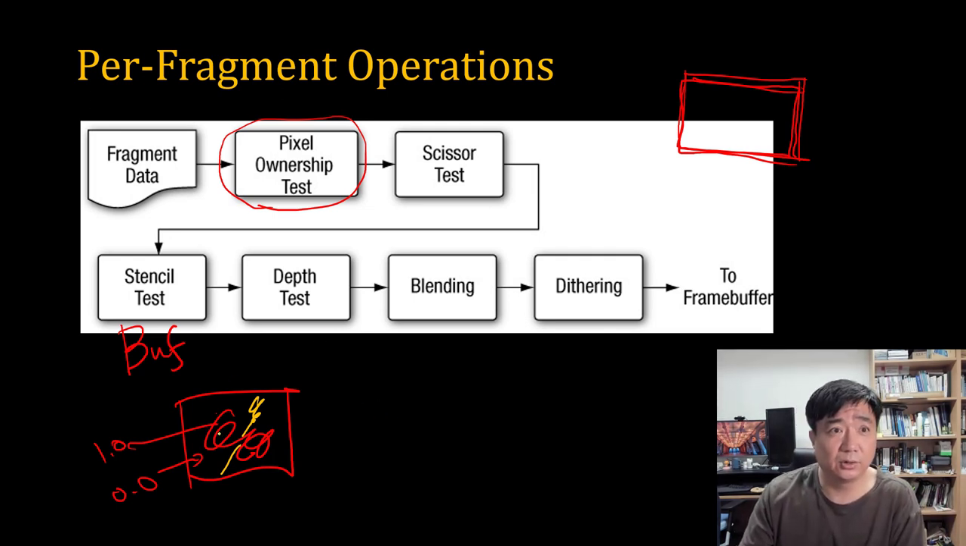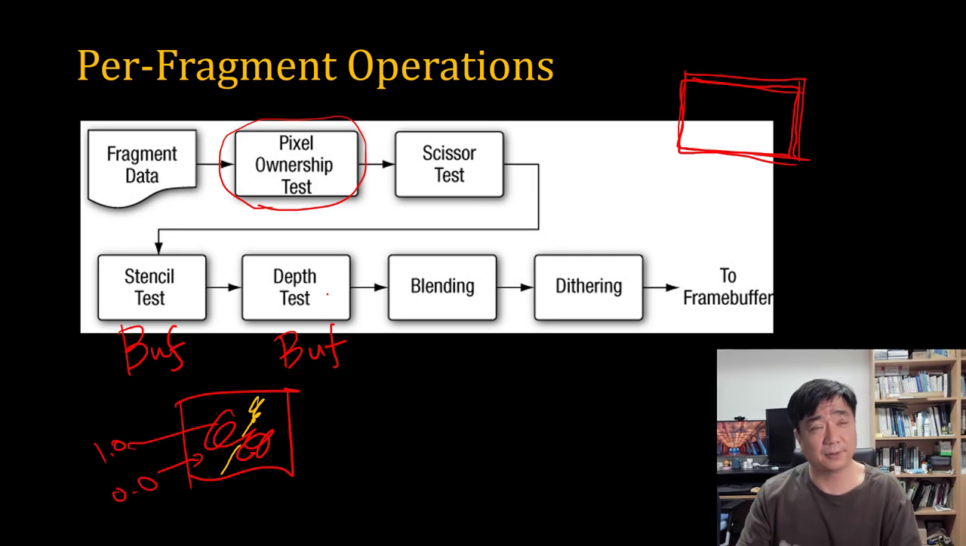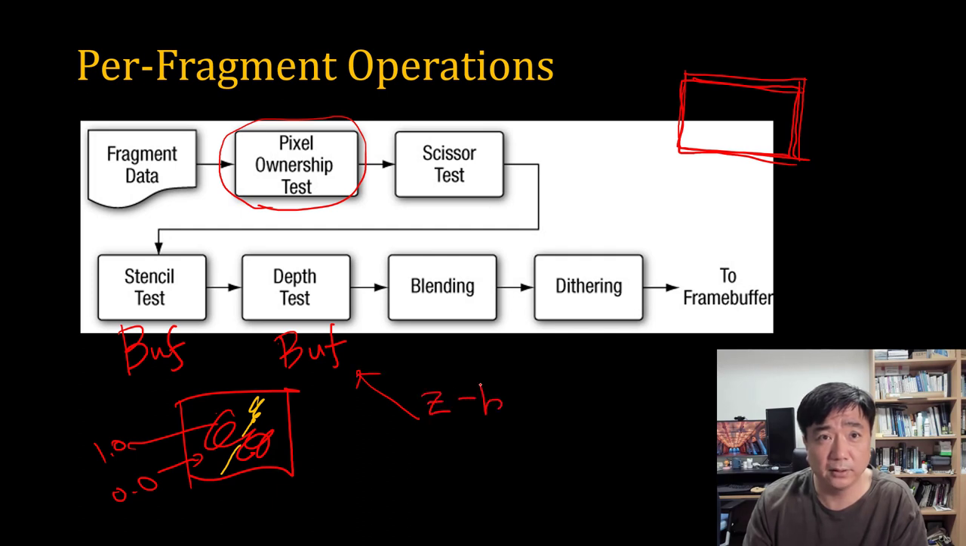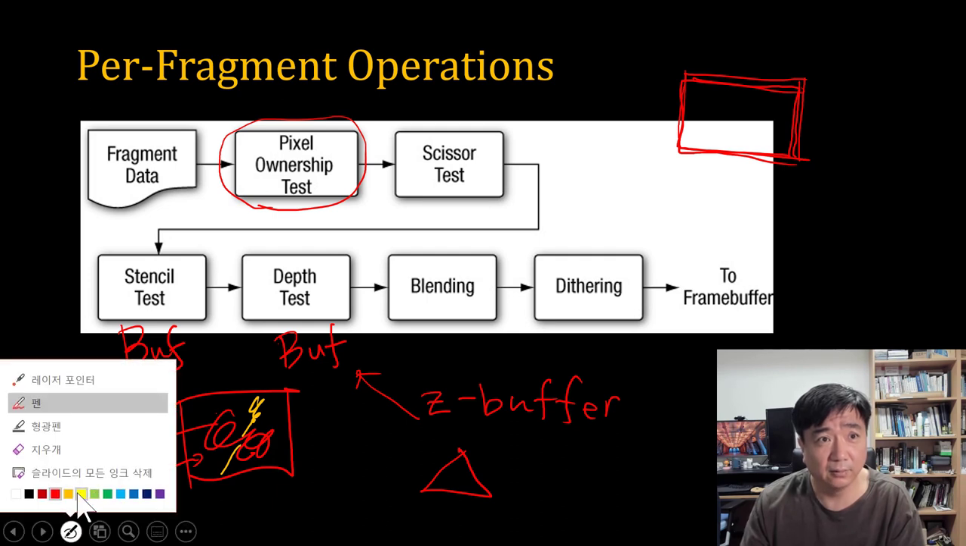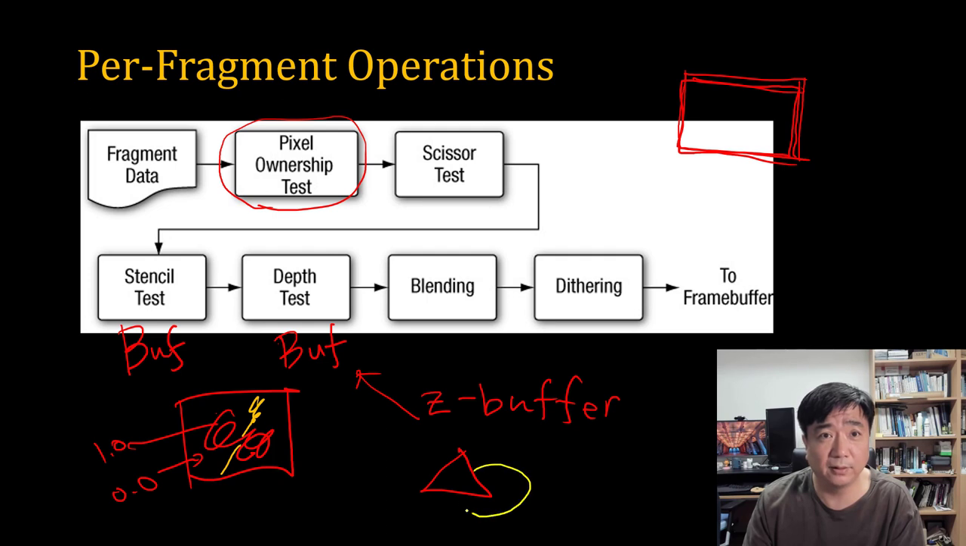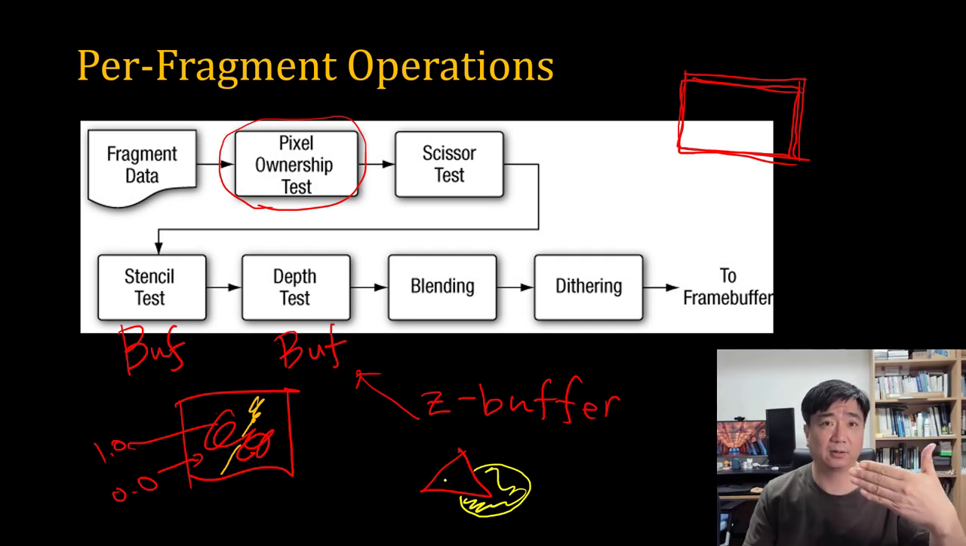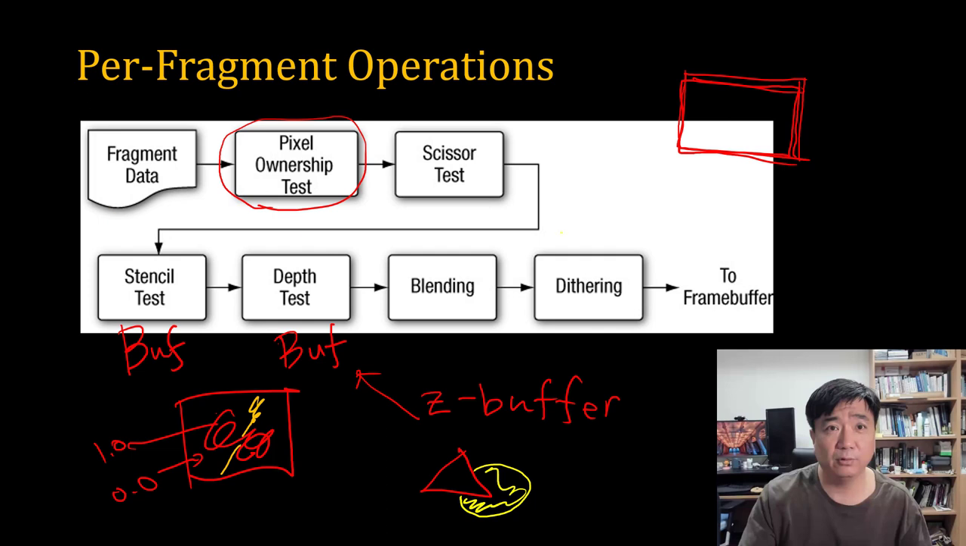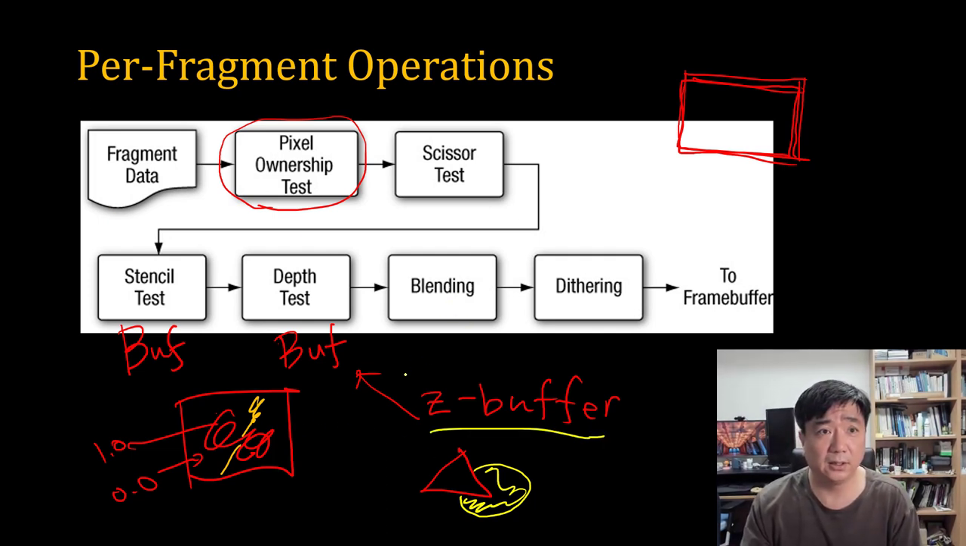The depth test also needs another buffer. The depth buffer is required for depth testing. Sometimes we call it the Z buffer. It is used to test which one is in front of something. For example, if the triangle is in front of the circle, then we need to draw it like this. So checking which one is nearer to the camera is the depth test, and we need the depth buffer.